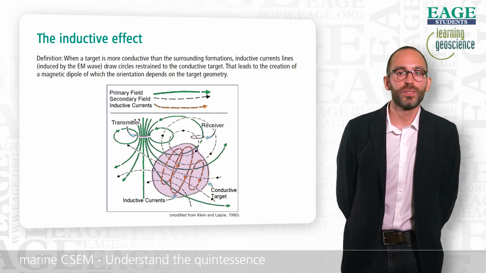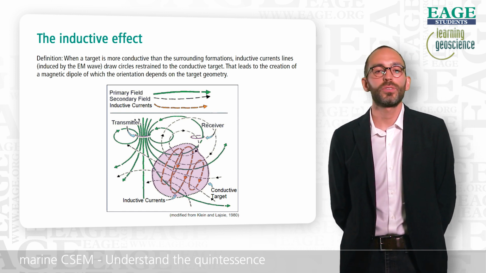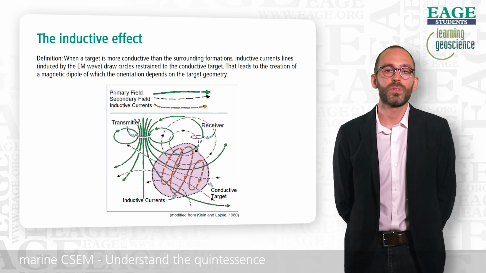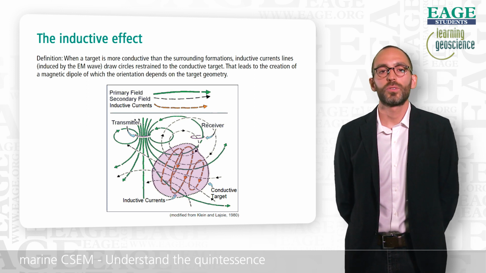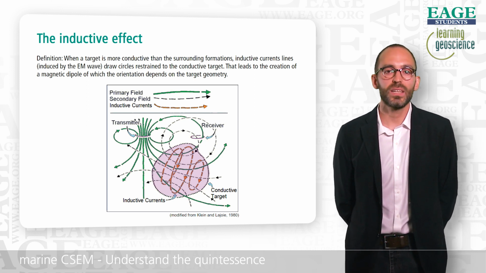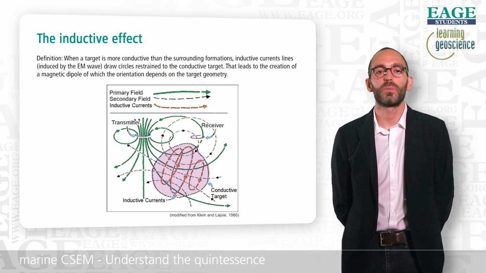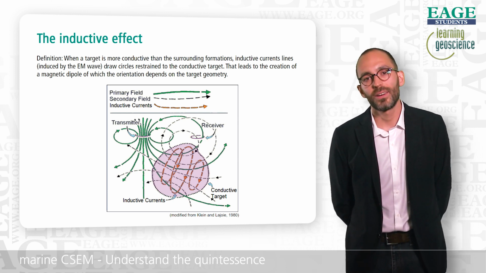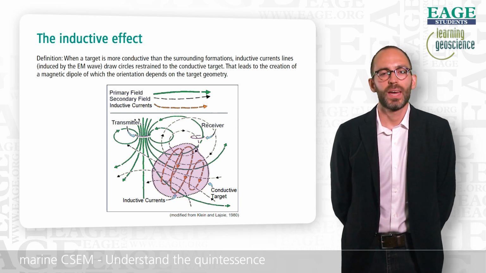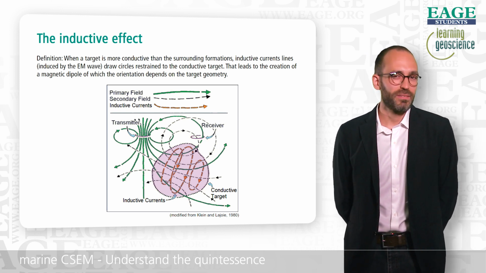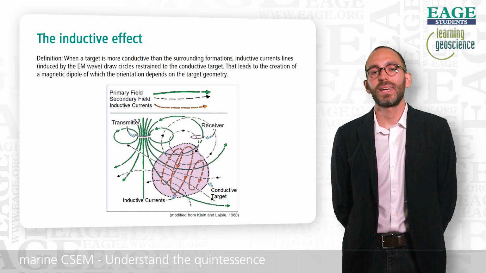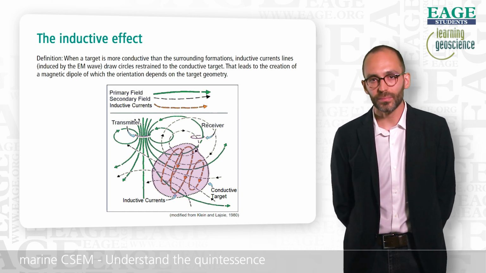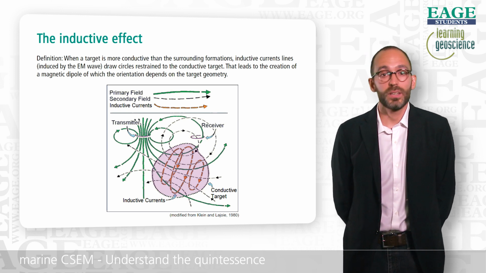When a target is more conductive than the surrounding formations, inductive current lines induced by the EM wave draw a circle restrained to the conductive target. That leads to the creation of a magnetic dipole of which the orientation depends on the target geometry. That is what we call inductive effects, on which rely many EM methods which are time variant, including marine CSEM.